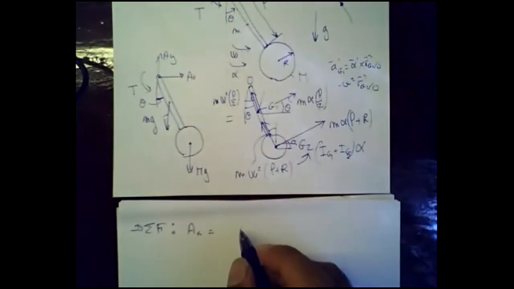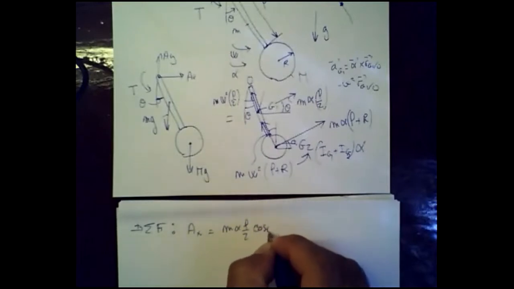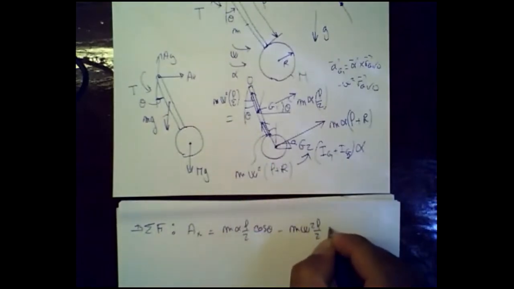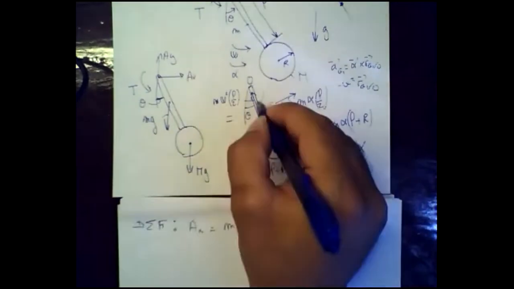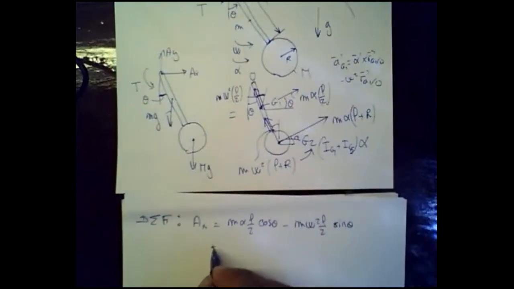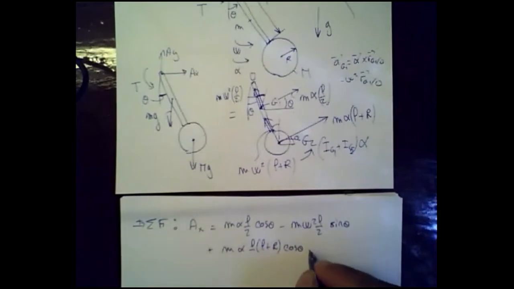Okay, can someone tell me what is AX right now on the pen? It comes out M alpha L over 2 cosine theta. Exactly, M alpha L over 2 cosine theta, minus M omega square L over 2 sin theta. And then how about on the bottom? Similarly, plus M alpha L plus R, it's the same but we just change to L plus R cosine theta, minus M omega square L plus R sin theta.